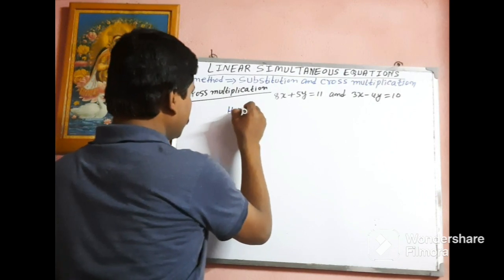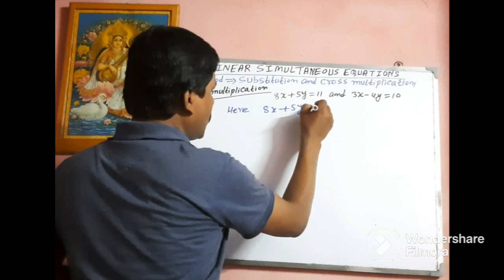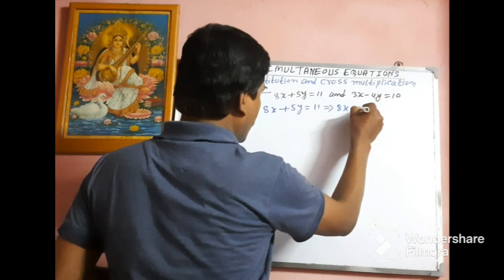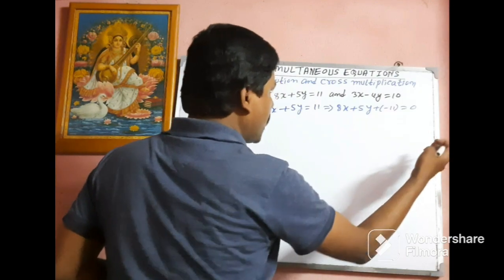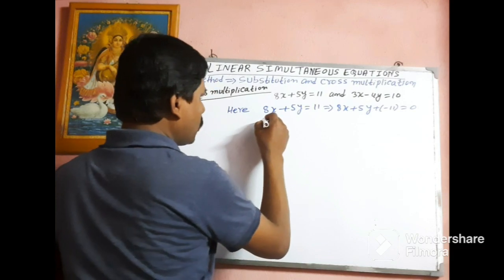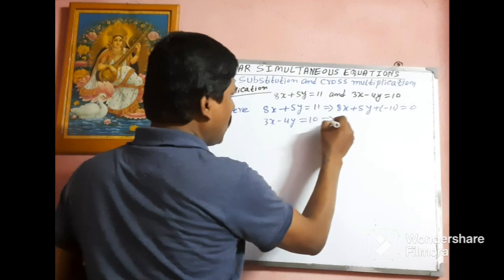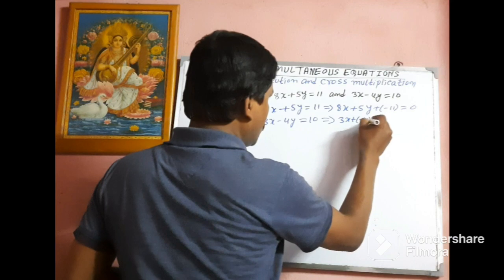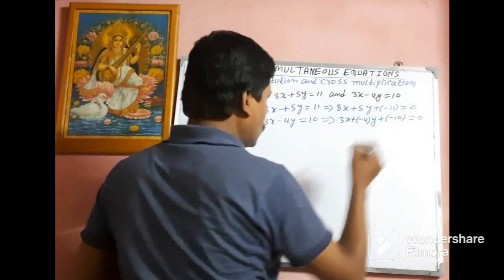Here 8x plus 5y is equal to 11. This will be 8x plus 5y minus 11, and here the right side will be 0. Now the next equation, 3x minus 4y is equal to 10. Similarly this equation also, 3x minus 4y minus 10, and this will be 0.